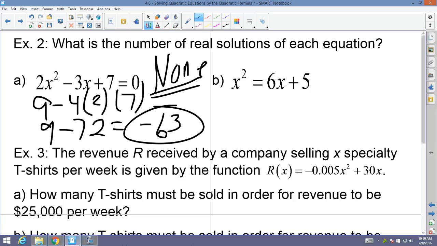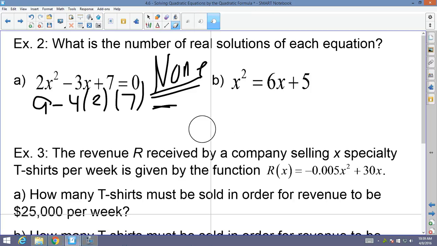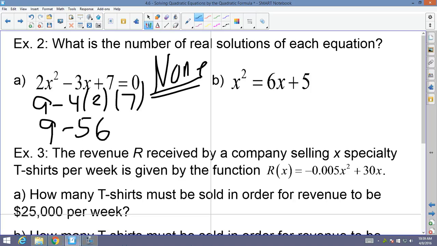Sorry, no. Negative 56. Sorry, you mean here. Okay, yes. Sorry about that. It's still going to be no real solution, but you're absolutely right. Thank you. 9 minus 8 times 7. I don't know what I was thinking. Sorry. It's 56. And there's still going to be no solution because that's going to be negative 47. So it's less than 0, so there'll be no real solution. Will there be solutions, though? What kind of solutions? Imaginary solutions, yes. Very good.